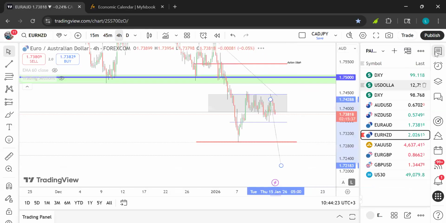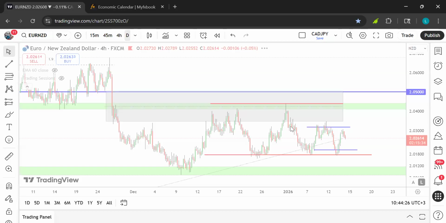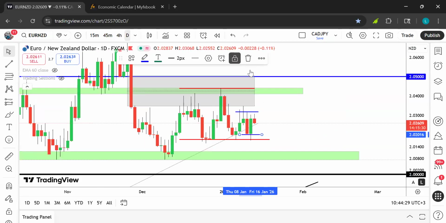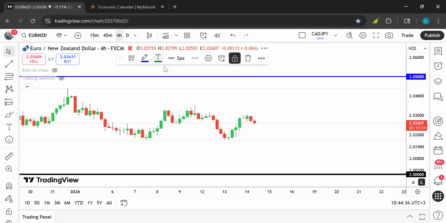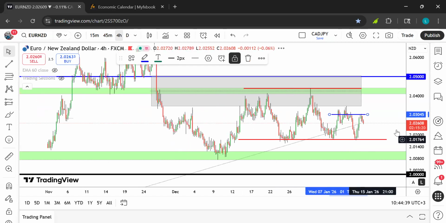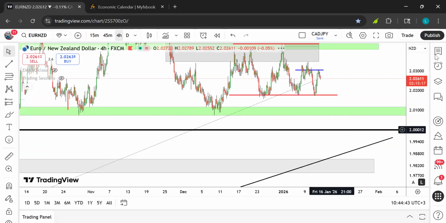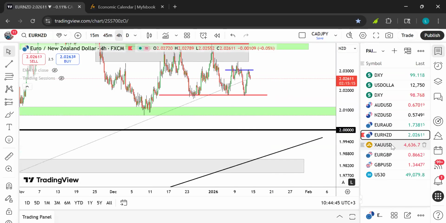Next we have the Euro New Zealand, a similar reaction. We are trading at a crucial point, so we cannot ignore it here. The market has been ranging for a while, and all I'm watching to see is lower high, lower low, lower high, new lower lows being formed below the monthly support and below the price of 2.0. So that's all on Euro New Zealand.